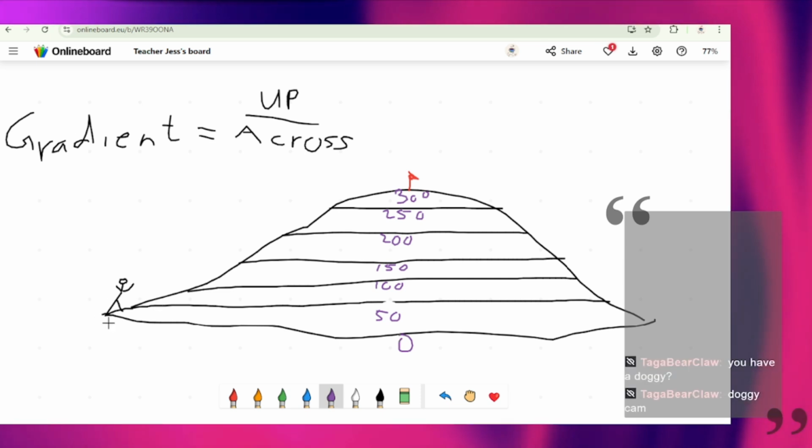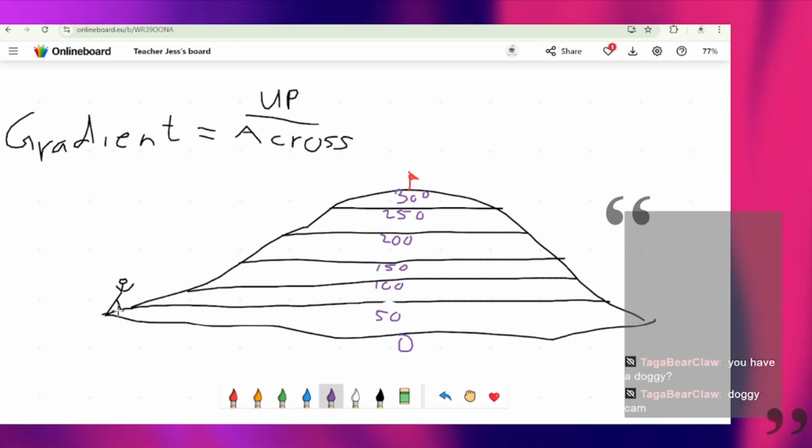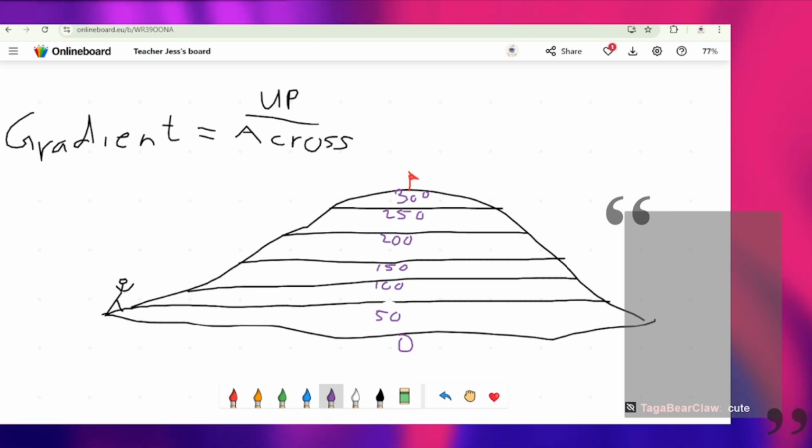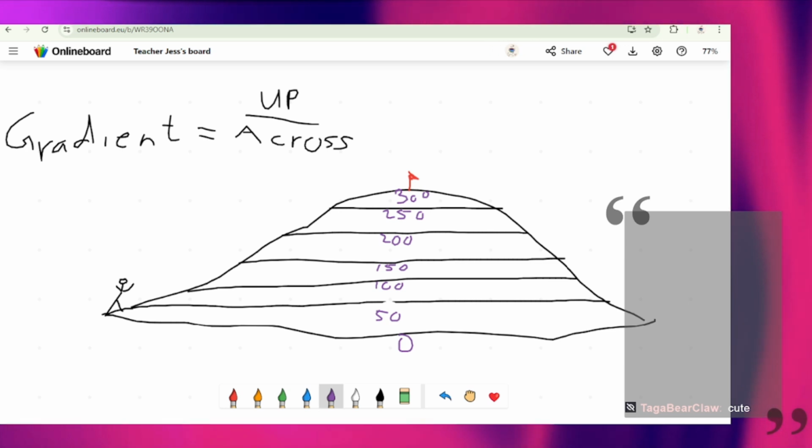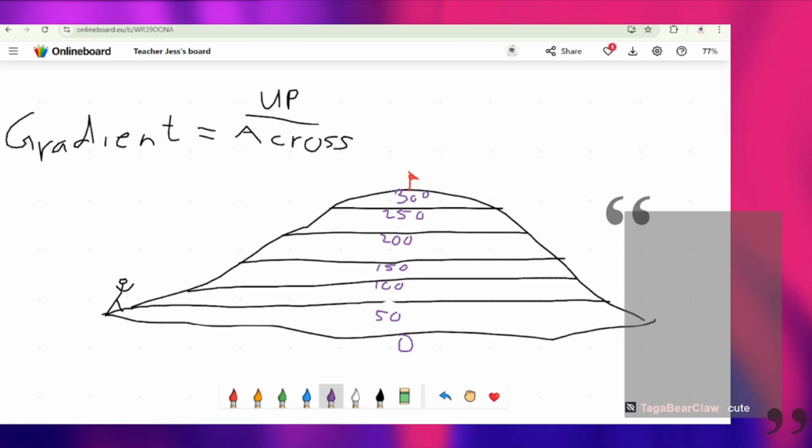So he's starting at this 0. That's where he's supposed to be. You might recognize these are supposed to be the contour lines. So the contour lines, they show me my altitude. So they show me how high up from sea level he is. And it always increases by the same amount.